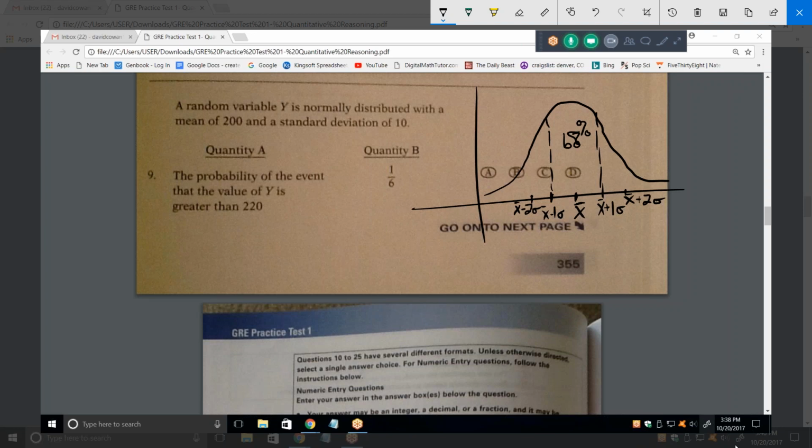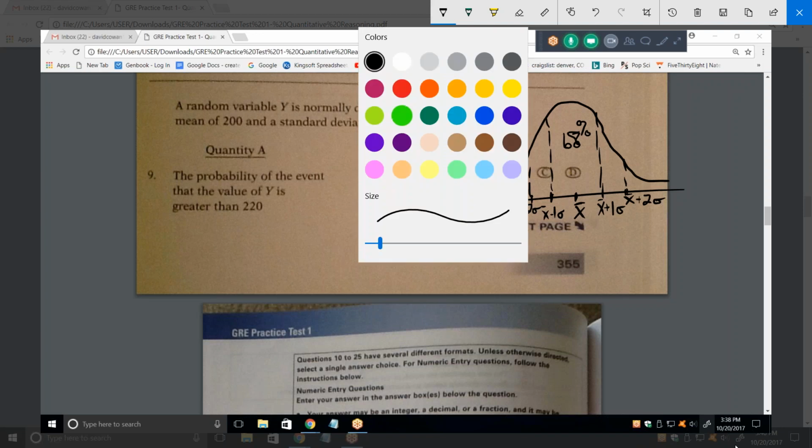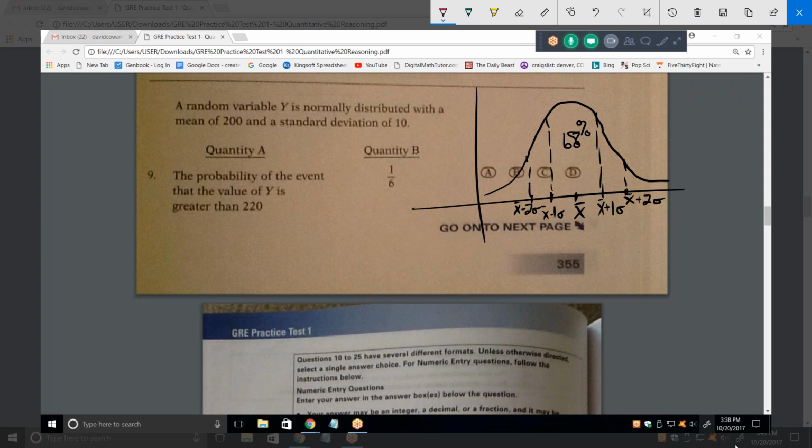If I go out 2 standard deviations, plus or minus, you get 95% of the curve between those 2 points. So from there to there is 95%. And to answer this question, that's all you need to know.